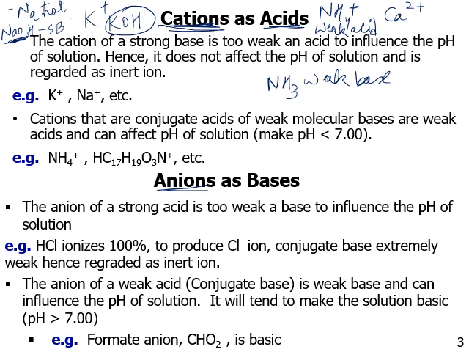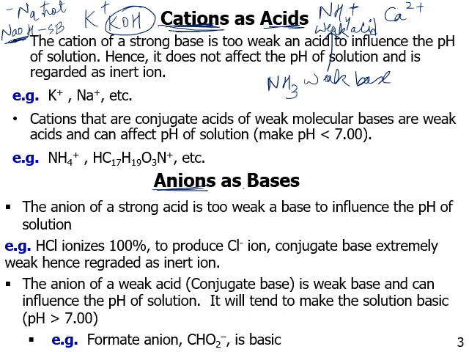Because they are the conjugate acids of a base. Now, if the cation is coming from a strong base, the pH of the solution is not going to be affected. If it comes from a strong base, it is a very, very weak conjugate acid. If it is coming from a weak base, it is going to be a weak acid, which will affect the pH. Okay? Same concept applies to anions.